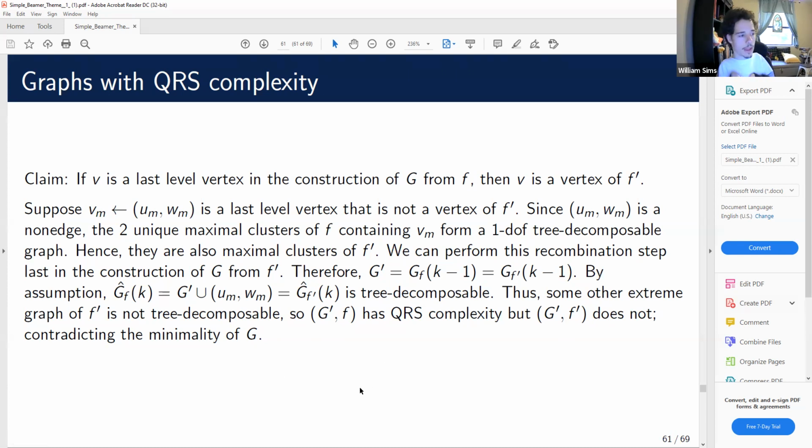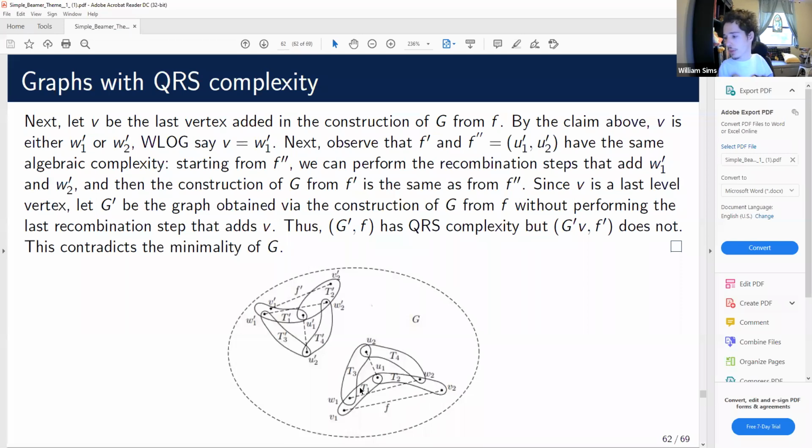Okay. And so we're just going to get through this proof, I think, because I think I'm almost out of time. So now we know that if we build the graph from F, our last level vertex has to be a vertex of F dash. Okay. So let V be a last level vertex in the construction of G from F. By our previous claim, V is either W1 dash or W2 dash, because we remember we said without loss of generality, we can just let F dash be this non-edge instead. So V is either W1 dash or W2 dash. So without loss of generality, let it be W1 dash.